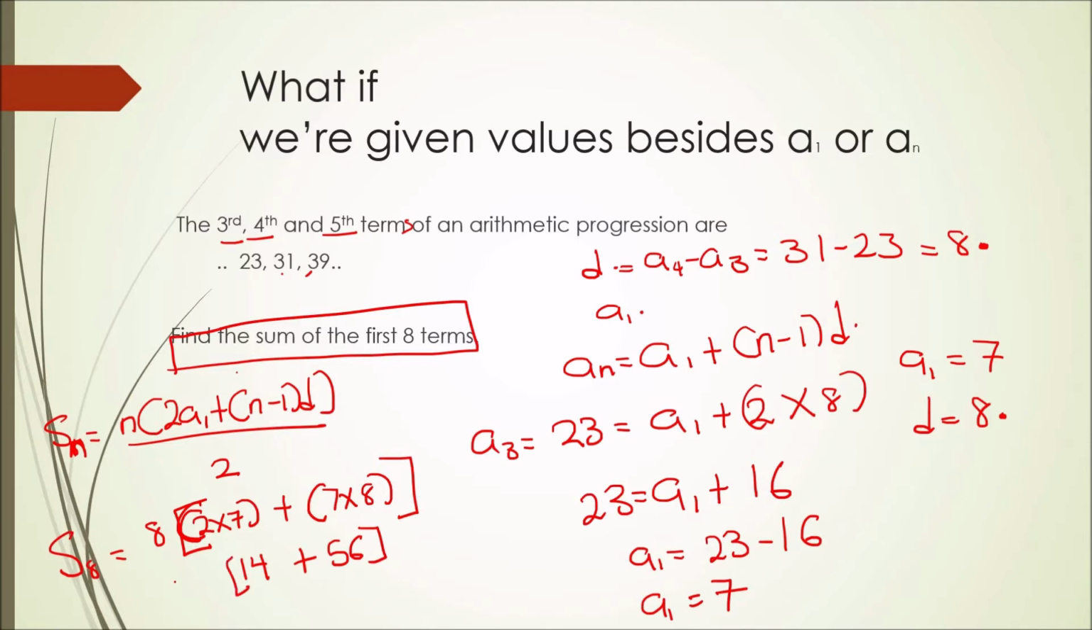Okay, sorry, I forgot the 2 here. Now 8 over 2. Now let's move to the next page. Now, hold on. So we have 8, 14 plus 56 over 2. Okay, so we can simply divide here, 4.